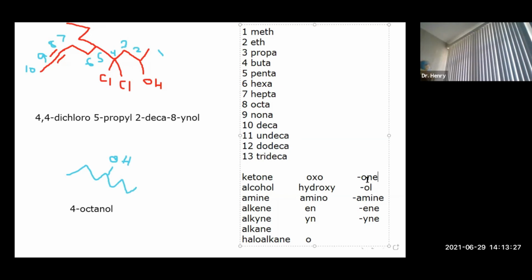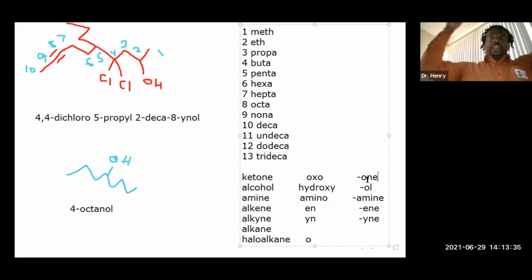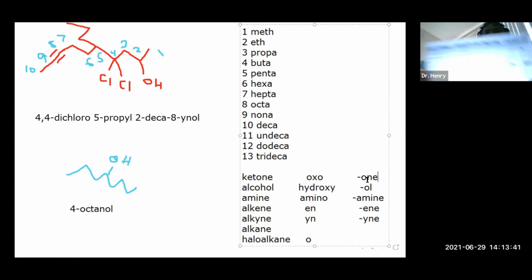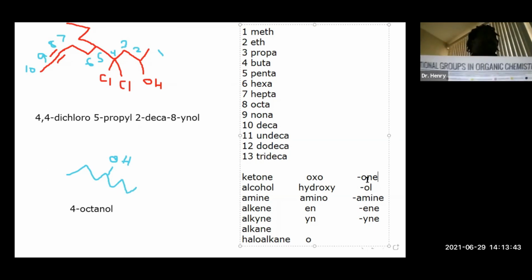One last thing. I don't know if I told you this. I may have told you this like 20 times already, but just in case I didn't, I'll tell you one more time. On the back of your packet, you have all of the functional groups for organic chemistry. So when in doubt, you can look at that. That'll give you an idea of what the functional group should look like, right?